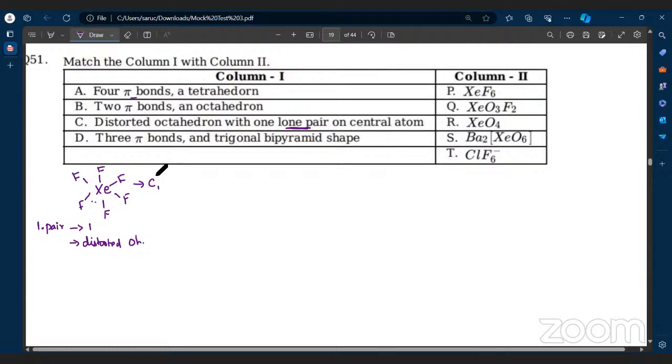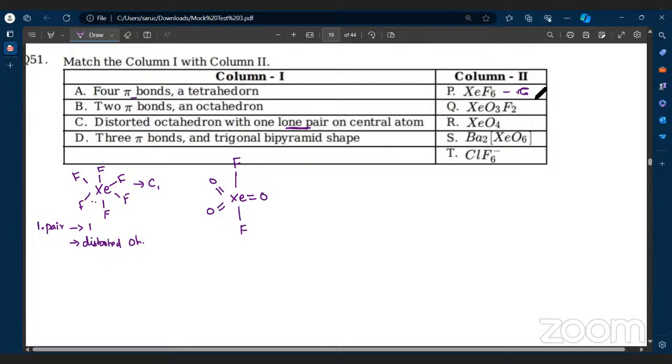Now moving on to XeO3F2. Where F must be present and where oxygen should be, whether in axial or equatorial position. Fluorine should be in the axial or equatorial position. D option for Q. So how many pi bonds? You have 3 pi bonds, and it is a trigonal pyramidal shape. So option D is going to be the right one.